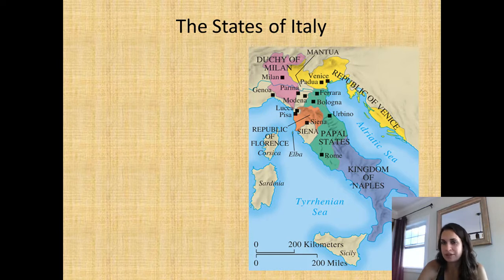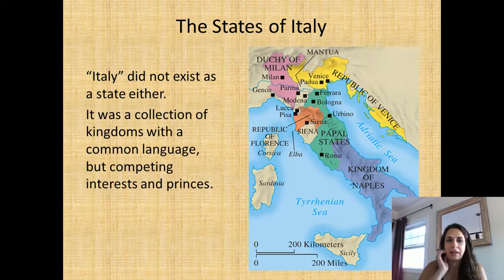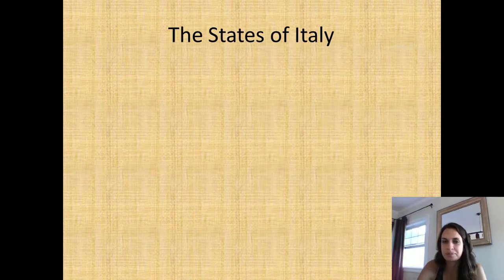You had Venice, which was a republic and also very wealthy. And then the Duchy of Milan, ruled, of course, by a duke, and the Republic of Florence. So let's talk about these. Again, like I said, Italy was just a collection of kingdoms with a common language, but competing interests and princes, not an actual state. Both Italy and Germany will not actually unify and exist as the nations we know today until 1870 and 1871. So we have a ways to go.